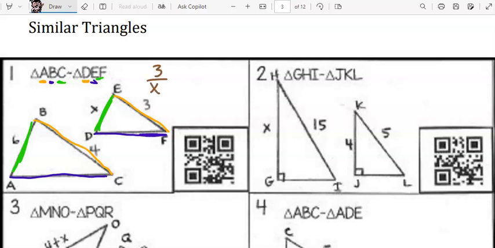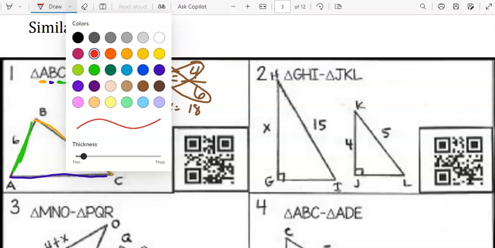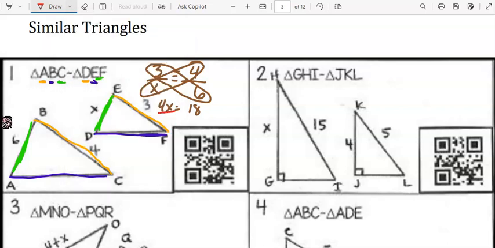3 over x equals 4 over 6. You set up your proportion and then you solve it just like on the previous page by cross multiplying. 4x equals 18. Divide each side by 4. They both go into 2. x equals 9 over 2.